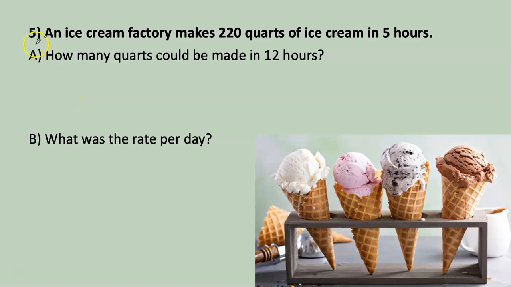Problem number 5. An ice cream factory makes 220 quarts of ice cream in 5 hours. How many quarts could be made in 12 hours? I realize I can solve this using a proportion.